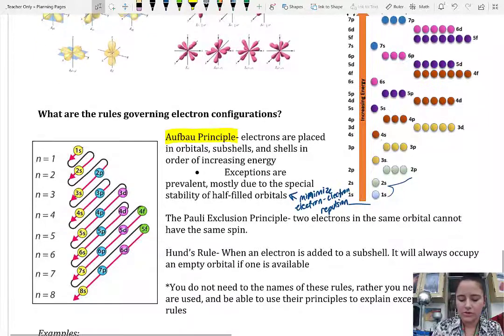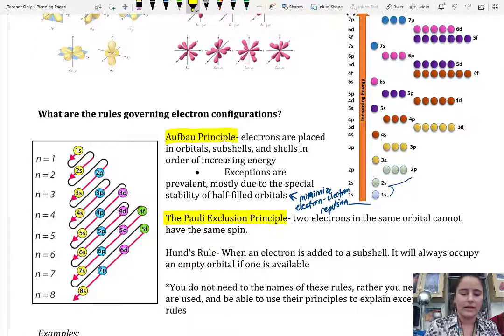So another one, the Pauli exclusion principle, says that two electrons cannot have the same spin. That is represented by those arrows in the orbital diagrams, one upspin and one downspin. And then there's Hund's rule. When an electron is added to a subshell, it will always occupy an empty orbital if there is one, okay? Again, they repel each other. They don't want to double up in an orbital if they don't have to. Now, you guys don't need to know the names of these rules, rather just be able to use their principles to explain any exceptions to the rules that come up.